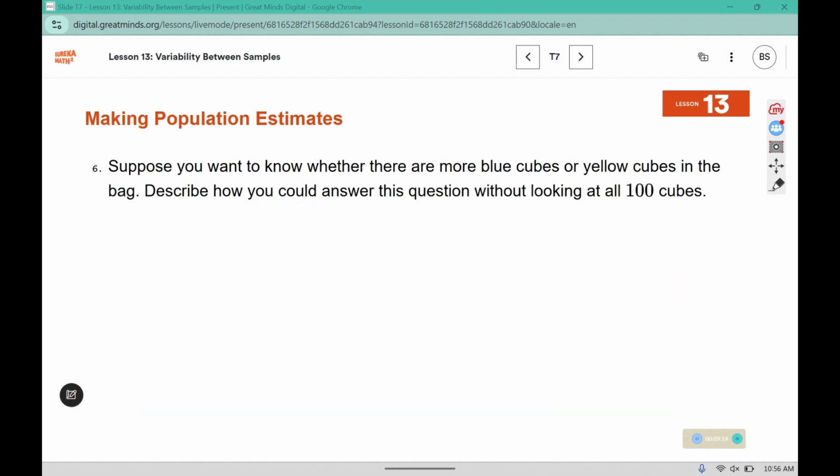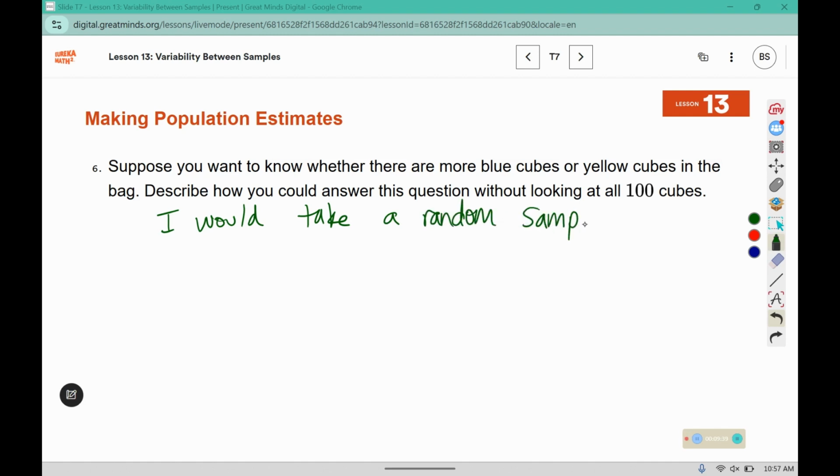Suppose you want to know whether there are more blue cubes or yellow cubes in a bag. Describe how you could answer this question without looking at all 100 cubes. If we wanted to gather information, we could take a sample of the 100 cubes. And we want our sample to be random. We might do about 20 to make sure that we have enough data to determine if there are more yellow or more blue cubes.